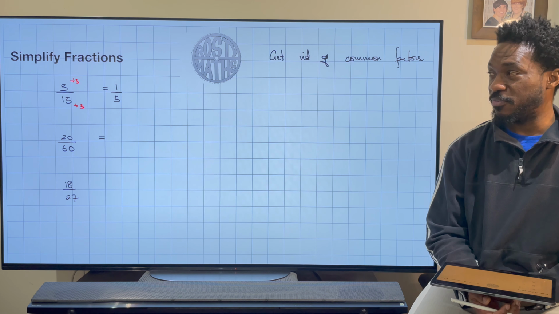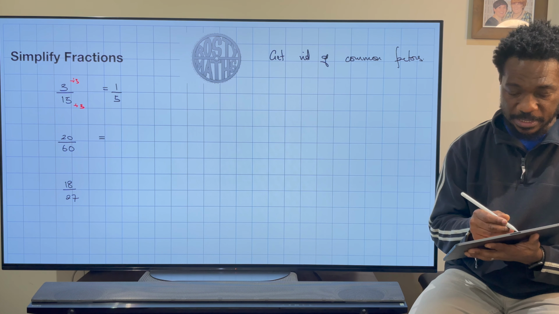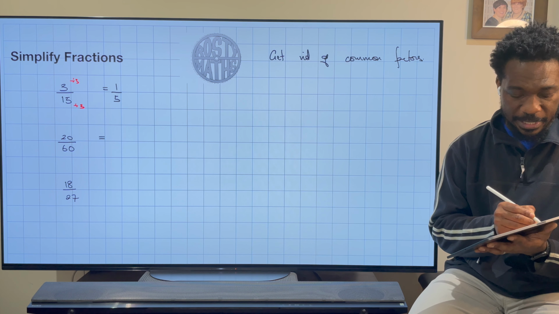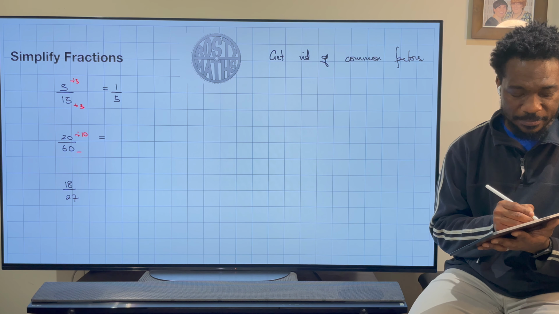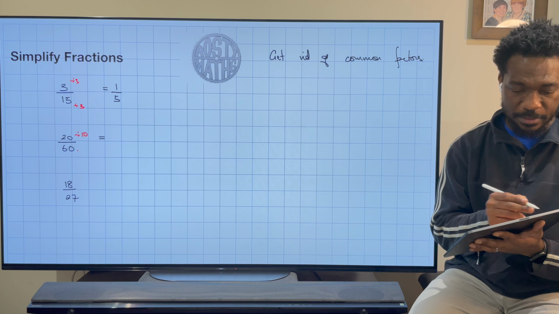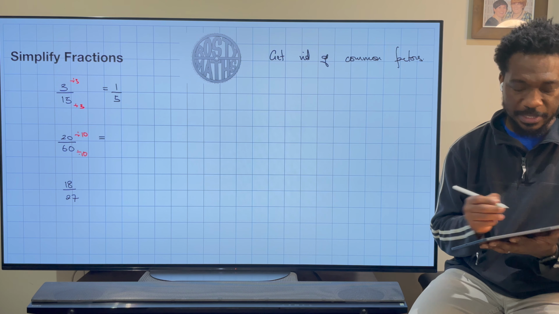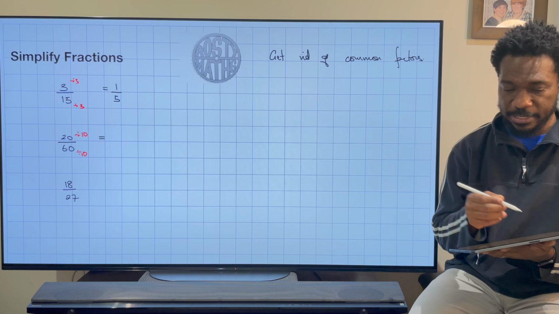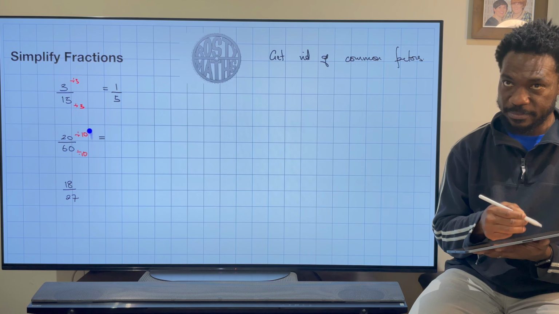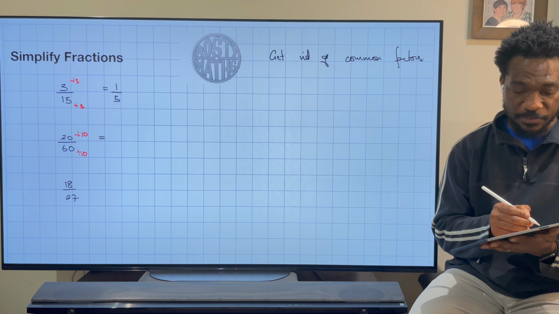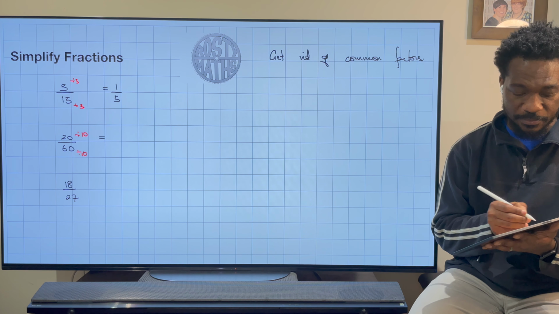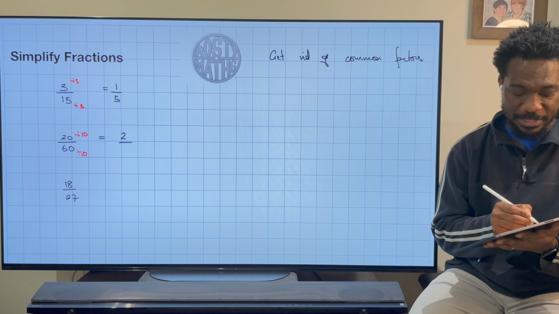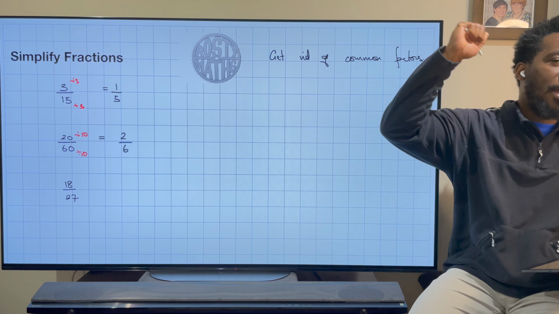10 is a factor of 20 and 60. So you might say to yourself, you know what? Let's divide this by 10. And when we divide by 10, notice it's the same thing at the top and bottom, numerator and denominator. 20 divided by 10 gives me 2, and 60 divided by 10 gives me 6. And you might go, hurrah, I have done it.